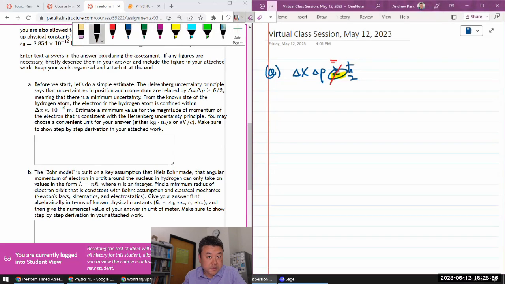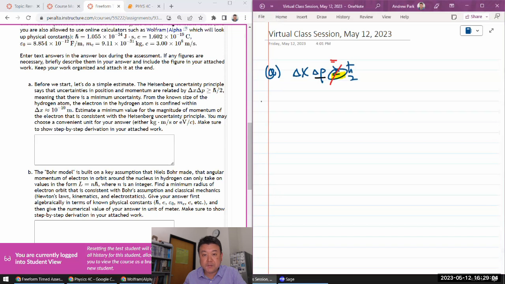So they gave us the delta x, and it says estimate a minimum value for the magnitude of momentum of the electron. So I'm going to solve this for delta p for equality. So delta p is equal to h bar over 2 times delta x. That feels right.